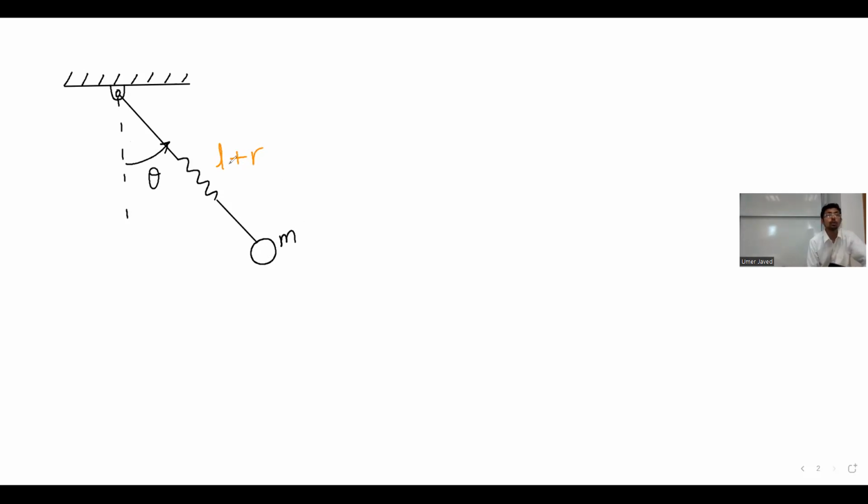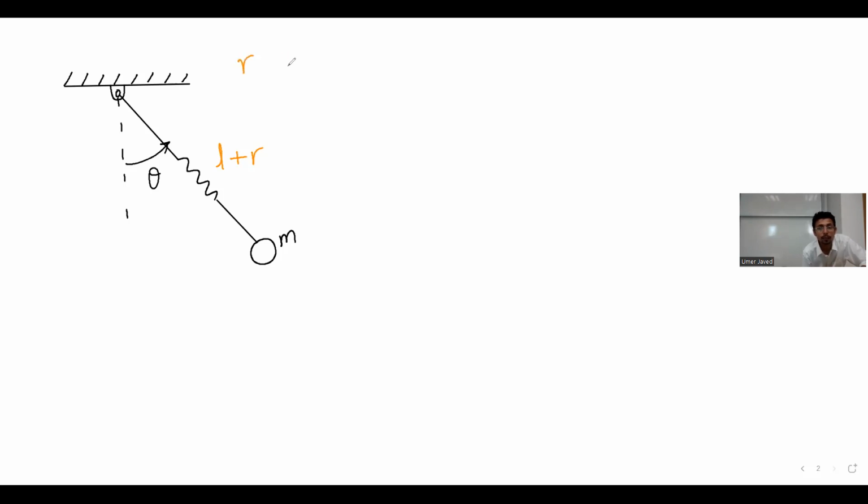There are a lot of students asking, what is the meaning of L plus R? Again, I will tell you the meaning. The unstretched length of the spring is L naught. I hung it with the mass, then I gently left it. Of course the spring will stretch because there is a mass attached to it. So that length is L, and for me the R is defined once that static deflection has happened.